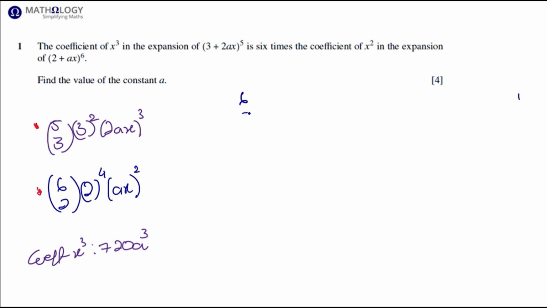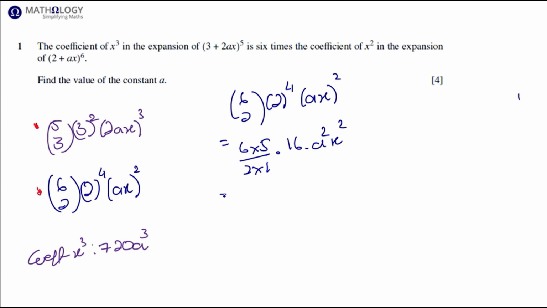Likewise with the second expression, we have 6 choose 2, 2 to the power of 4, (ax) squared. 6 choose 2 equals 6 times 5 over 2 times 1, times 2 to the 4, which is 16, a squared, x squared. 30 over 2 is 15, times 16 is 240, and then we have a squared, x squared. So now the coefficient of x squared is 240a squared.